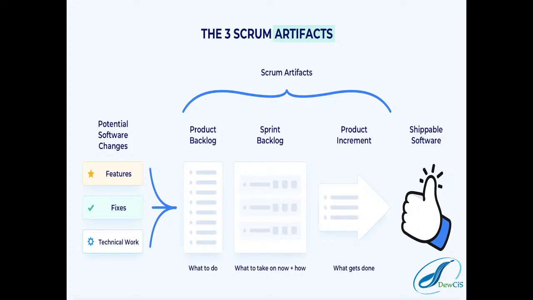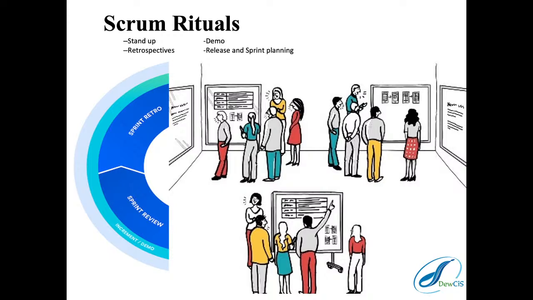So again, the features, fixes, technical work, marketing, all those go to the product backlog. Every sprint we pick what needs to be picked in the sprint. We do the work and ensure there's a product that is done at the end of every sprint cycle.